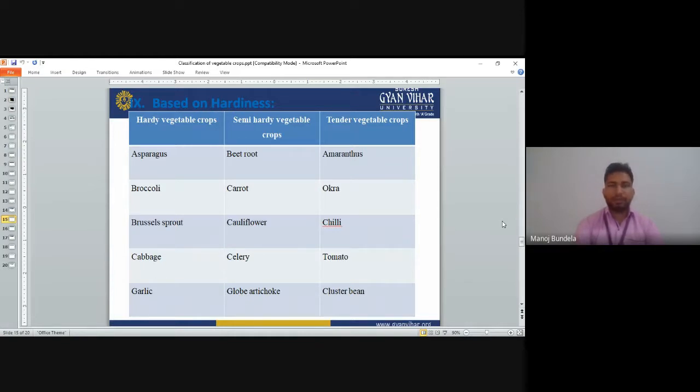Tender vegetables, like leafy amaranthus, okra, chili, tomato, and cluster bean, come under the tender vegetable crops. So this is the classification based on hardiness.